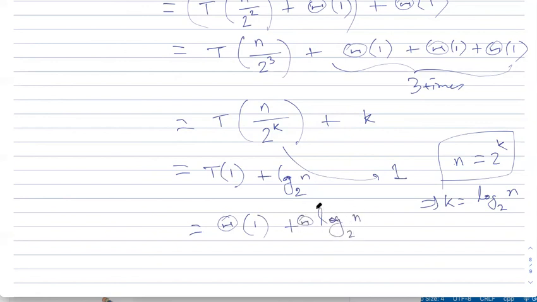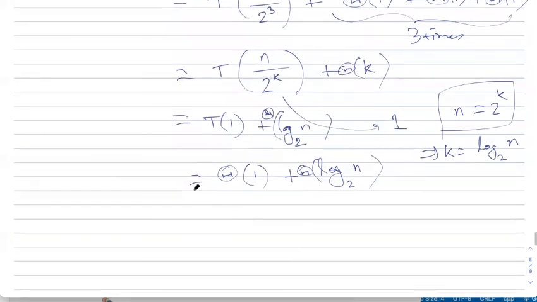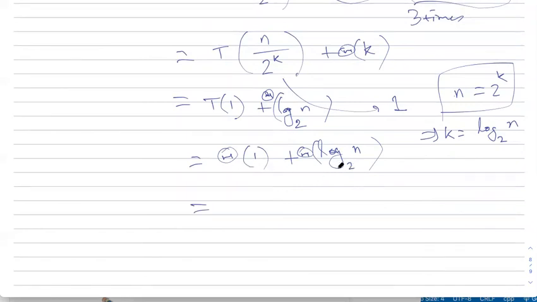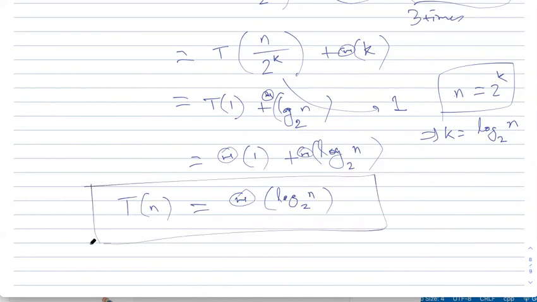So t of 1 we know is big theta of 1, and this becomes log of n base 2. We can write down big theta here, because this is, let's say, big theta of k. So this is big theta of log of n. So now between the two, log of n is a dominating factor. So this becomes big theta of log of n. So therefore t of n of binary search is log of n.